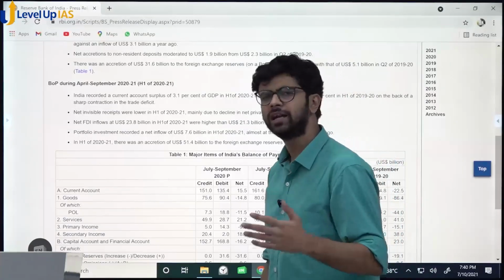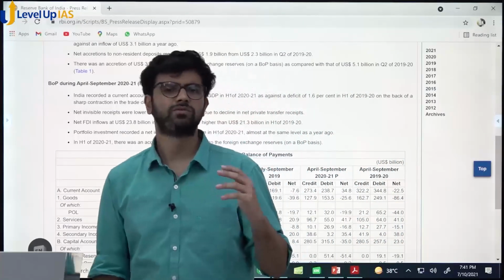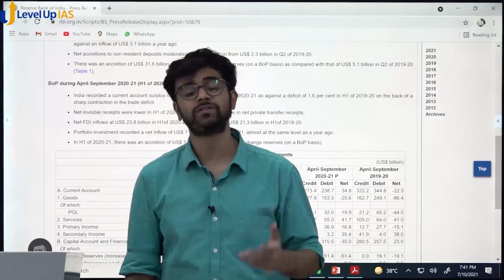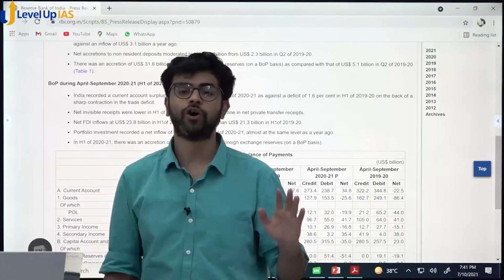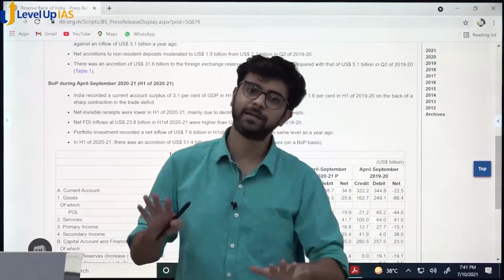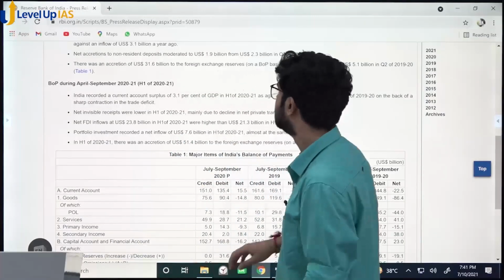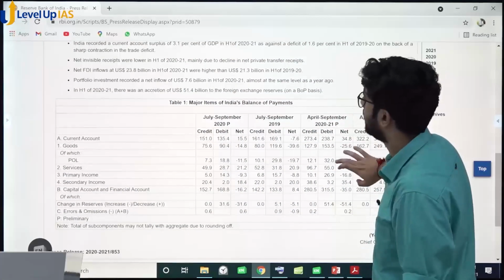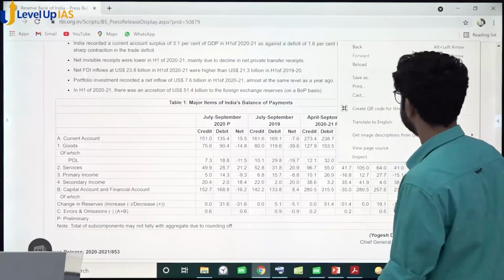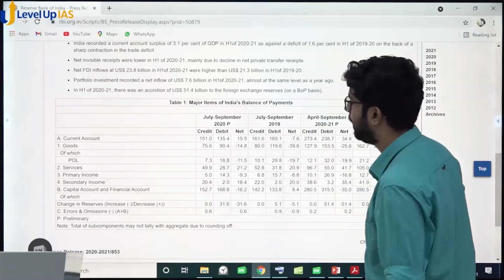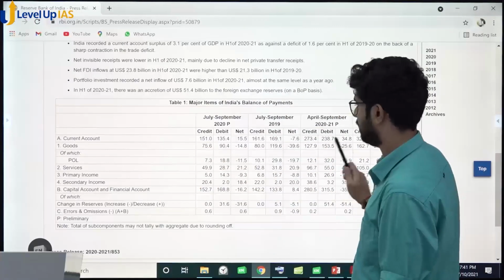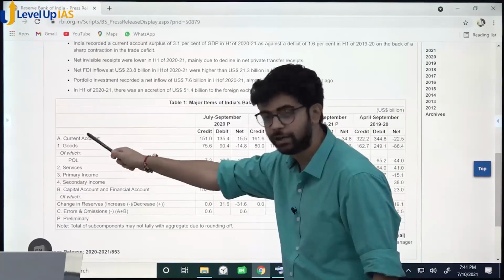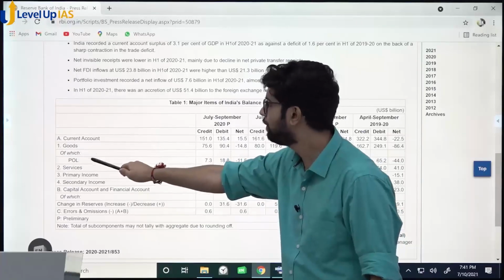See, we are running a current account surplus. So there will be accretion to foreign reserves unless we have sold off dollars to manage the appreciation of the currency. Okay? See this. This is the balance of payment. This is a new format. Current account. Goods. In the current account, one is goods, of which POL.